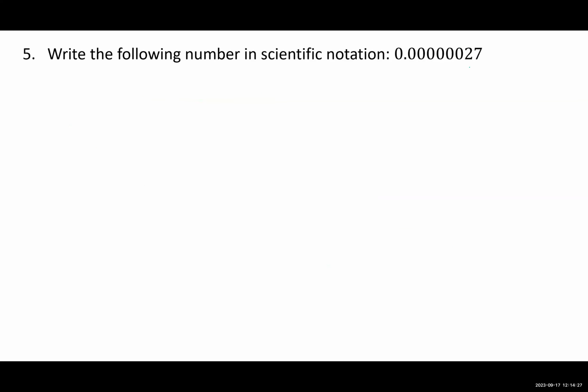So the last one, number 5: write the following number in scientific notation. This is the reverse of the one we just did. So we've got 0.000002 and then a 7. Did I get that right? 1, 2, 3, 4, 5, 6 zeros, a 2, and a 7.